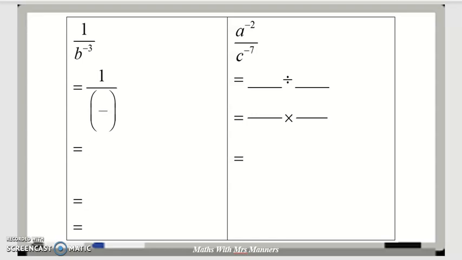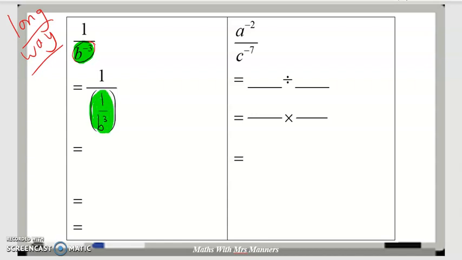This is the long method and not the way I recommend you doing it, but I think it's important to understand the long way to get a quicker way. So you can't really use quick methods, I don't think, if you don't understand where they come from. So in our last video, we talked about how if you have b to the minus 3, I could write that as 1 over b cubed.